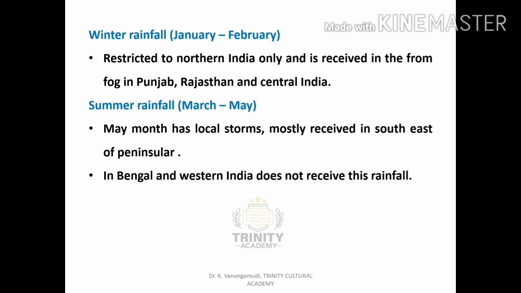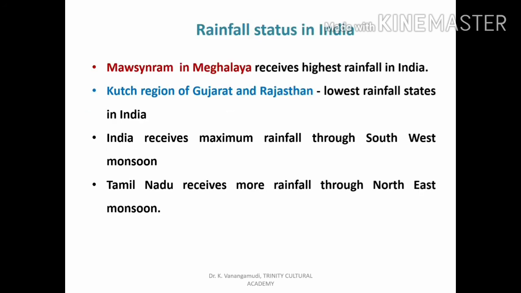The final content of this presentation is the rainfall status in India. Mausinram in Meghalaya receives the highest rainfall in India. Kutch region of Gujarat and Rajasthan are the lowest rainfall areas in India. India receives maximum rainfall through the southwest monsoon. Tamil Nadu receives more rainfall through the northeast monsoon.